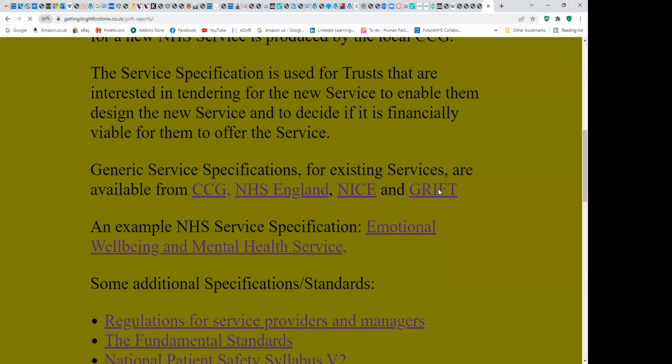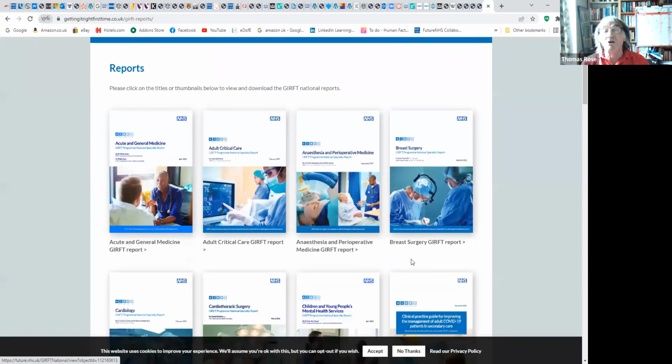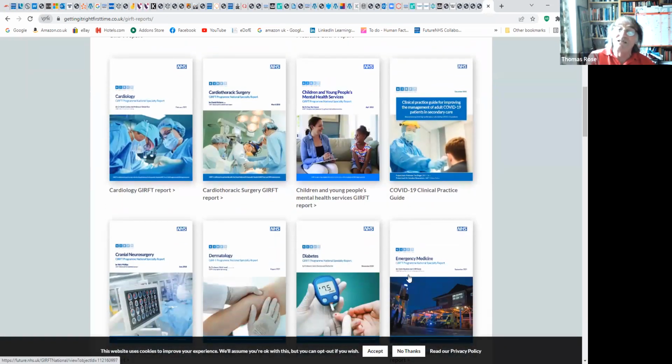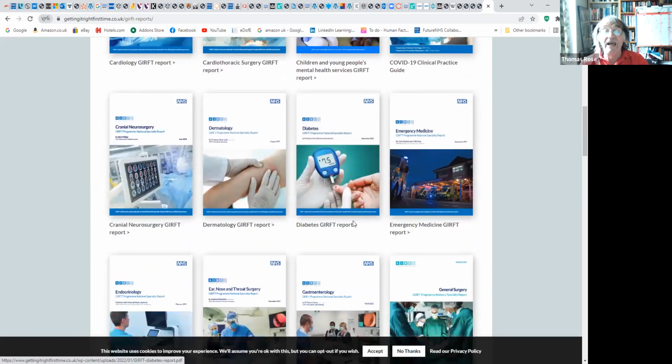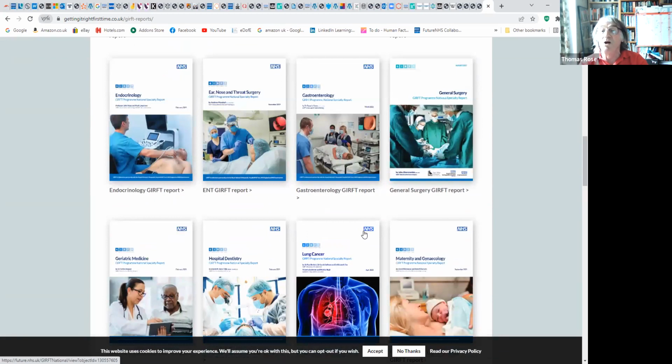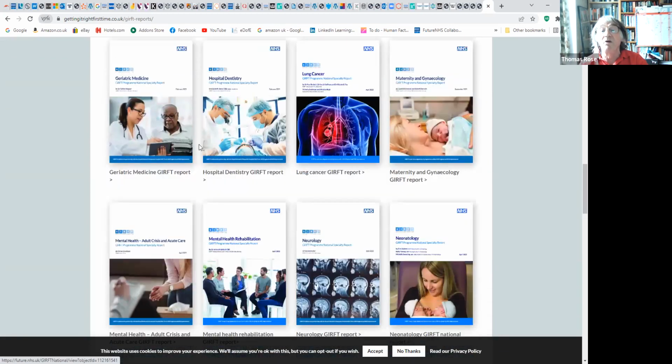Then a whole set of new documents comes along that haven't yet been translated into the service specifications. But I'd say that people delivering services ought to be trying to comply with these NICE documents if there's one relevant, and now they're coming along really fast. A few years ago there was only one. Now there's quite a number of them. I haven't counted them recently, but I think they're really good.